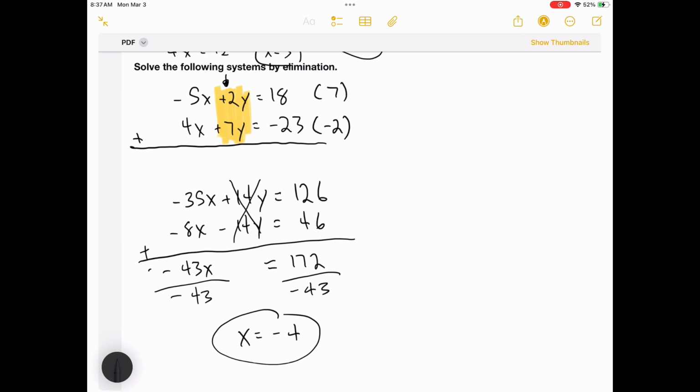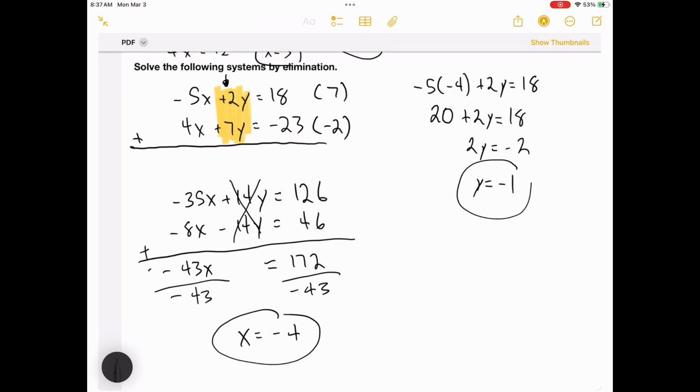I'm going to go ahead and use the top one. Why not? So I'm going to have -5 times -4, and then I'm going to have plus 2y equals positive 18. That's going to be 20 plus 2y equals 18. That's going to be 2y equals -2, y equals -1. So there you have it. This is -4 comma -1.